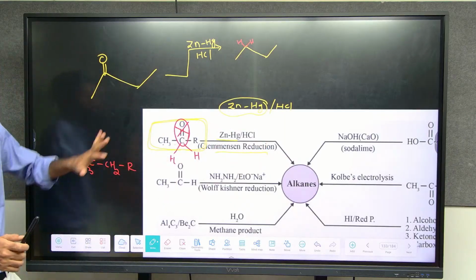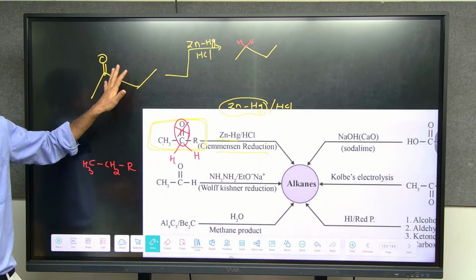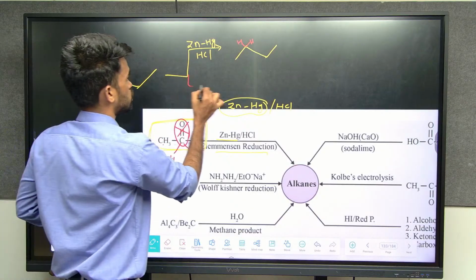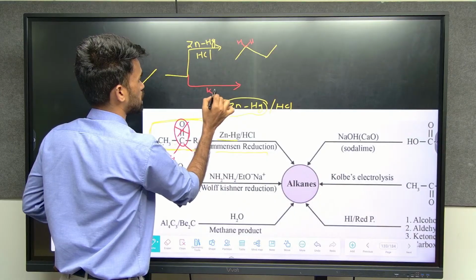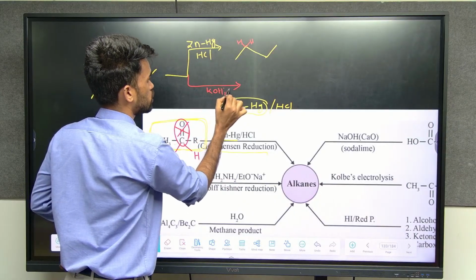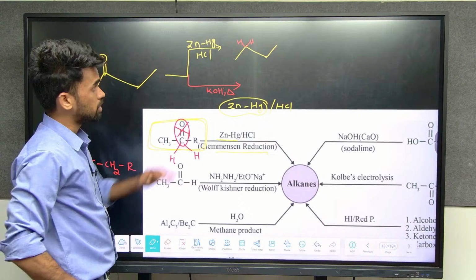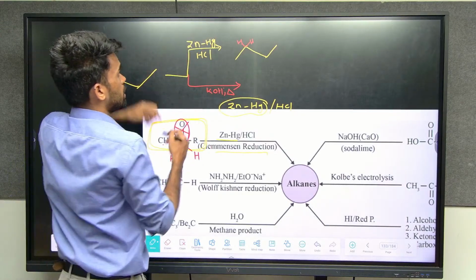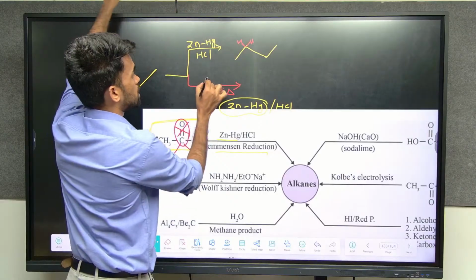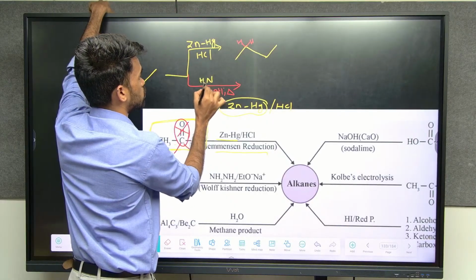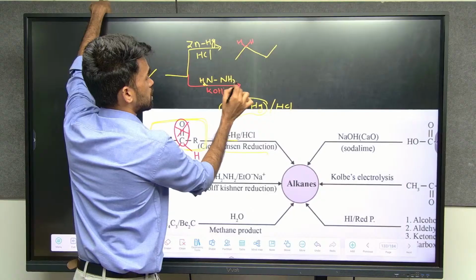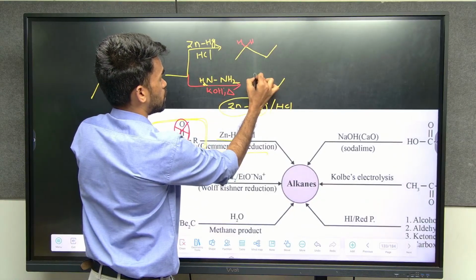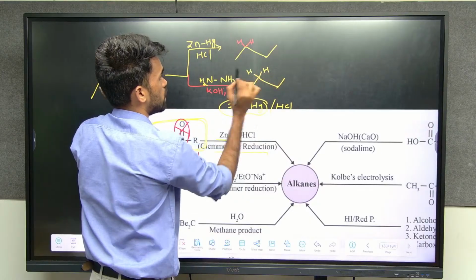Okay. Now, the same story can be repeated in basic medium also. In which medium? Basic medium. So, I am mentioning basic medium, KOH. This should happen in heating condition. That is not required here, but here it is required. Heating. Here you used zinc amalgam, but here you need to use hydrazine. The product formed will be the same again. Remove that carbonyl oxygen, place 2 hydrogens.